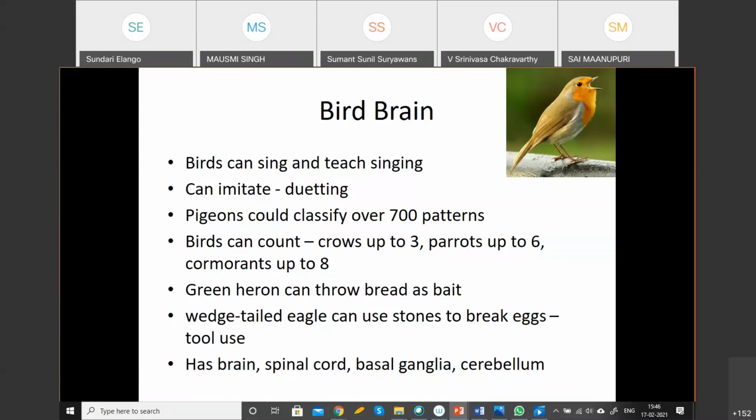And a wedge-tailed eagle can use stones to break eggs. And that's an example of what is called tool use. That is, if you want to act on an object, you use a second object as a tool to act on the first object. And that is also considered a sign of high intelligence.